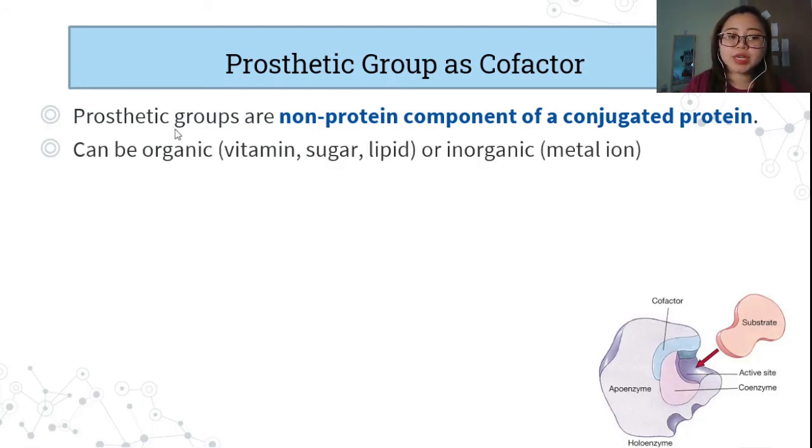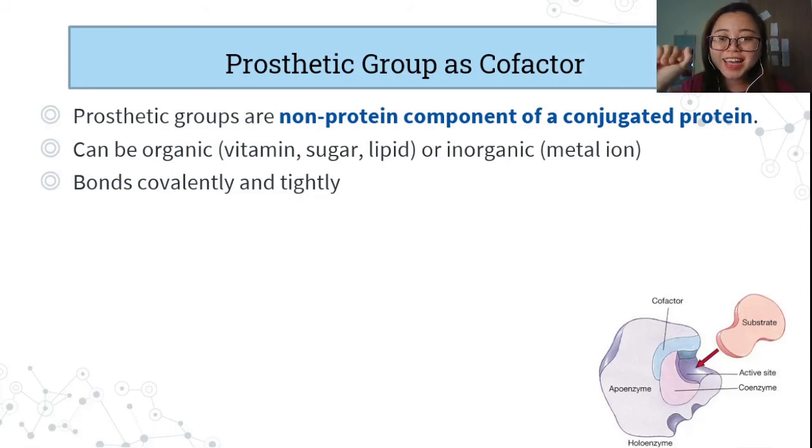Prosthetic groups can be organic, so if they're organic, they're things like vitamins, sugars, and lipids, and if they're inorganic, they are things like metal ions. Prosthetic groups will bond covalently and tightly to the protein.